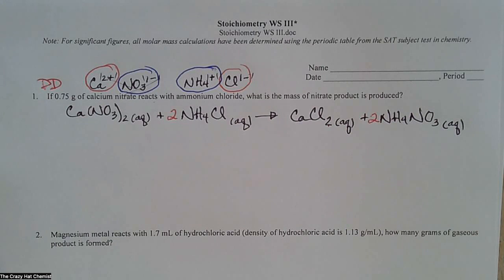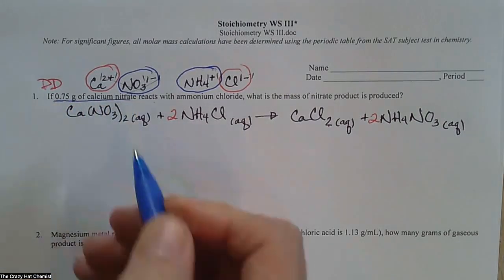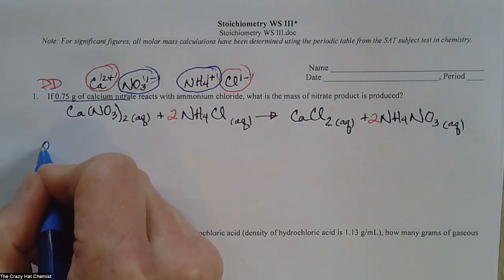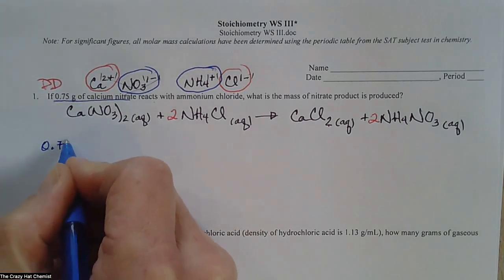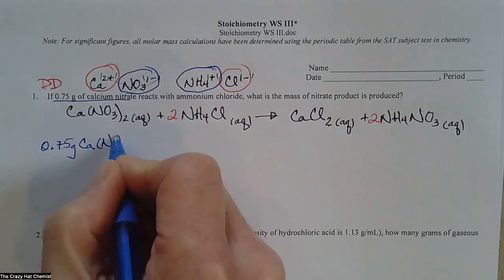Perfect. All right, now what we're going to do is start off with the number and units formula, of which we have in this problem, and it says that we have 0.75 grams of calcium nitrate. So I'm going to write that down, 0.75 grams of calcium nitrate.